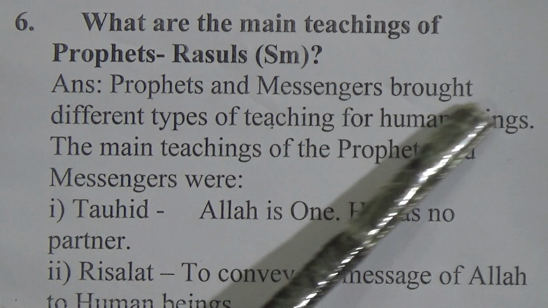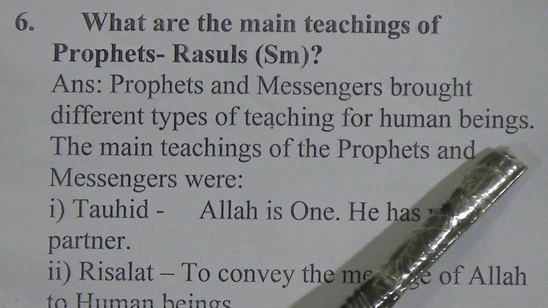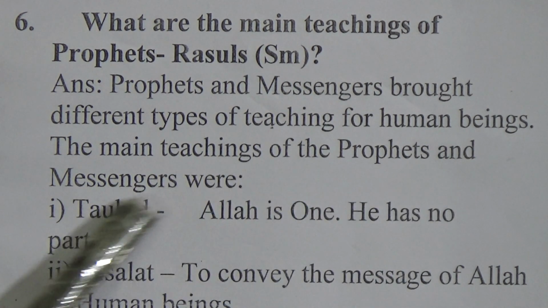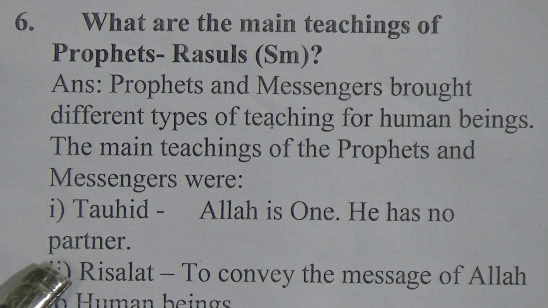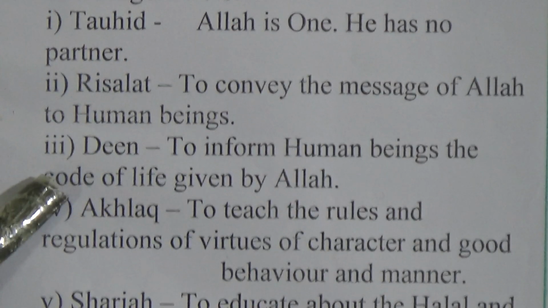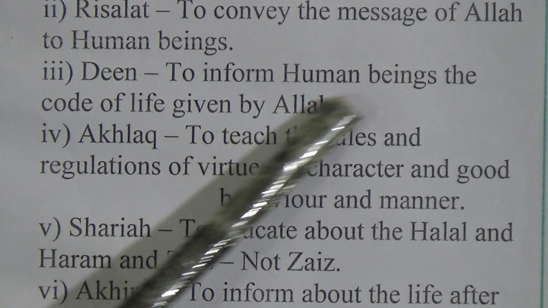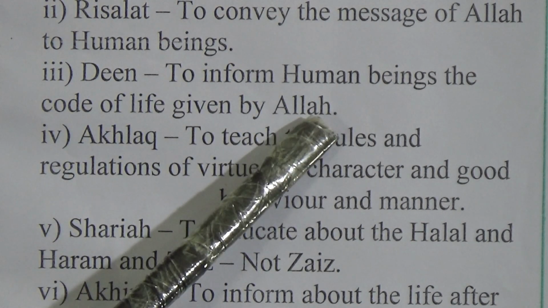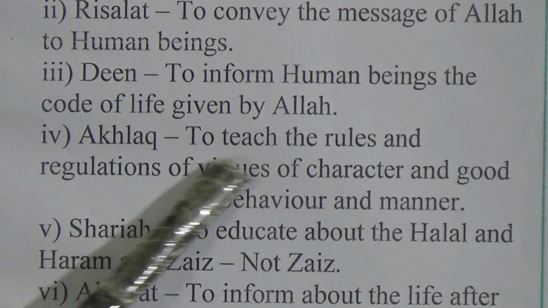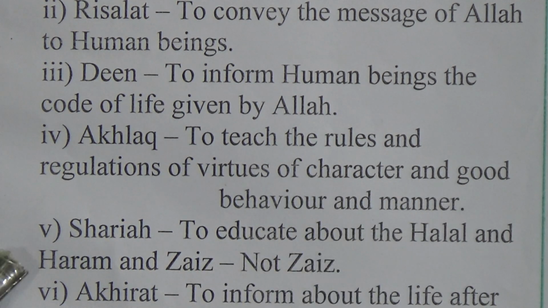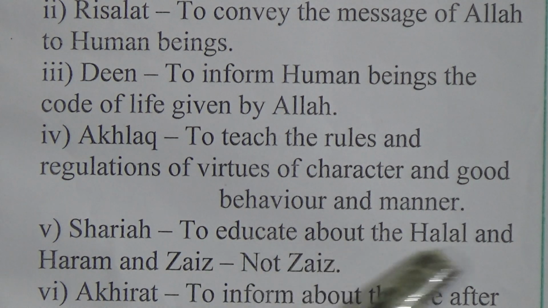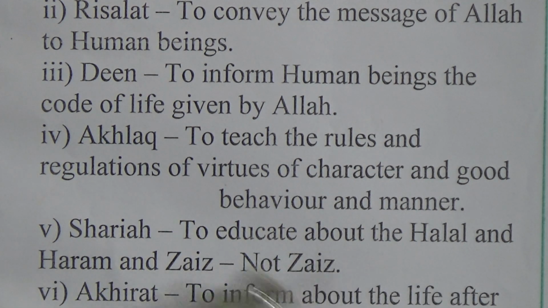Answer: prophets and messengers brought different types of teaching for human beings. The main teachings of the prophets and messengers were, number 1, Tawheed, I mean Allah is one, He has no partner. Number 2, Risalat, I mean to convey the message of Allah to human beings. Number 3, Din, to inform human beings the code of life given by Allah. Number 4, Akhlaq, to teach the rules and regulations of virtues of character and good behavior and manner. And number 5, Sharia, to educate about the halal and haram and jaiz, not jaiz. And last number, Akhirat, to inform about the life after death.